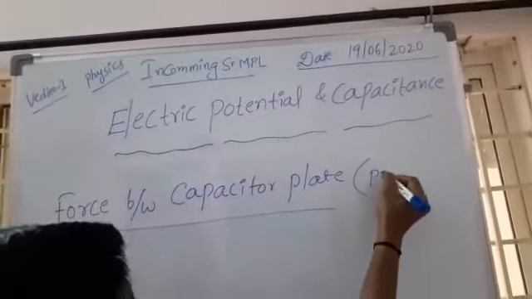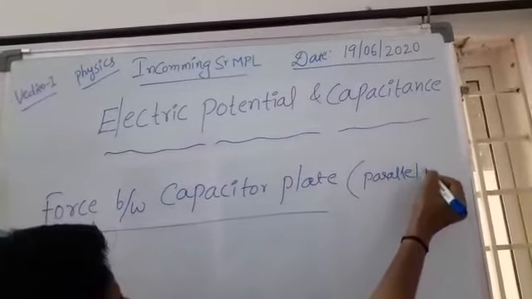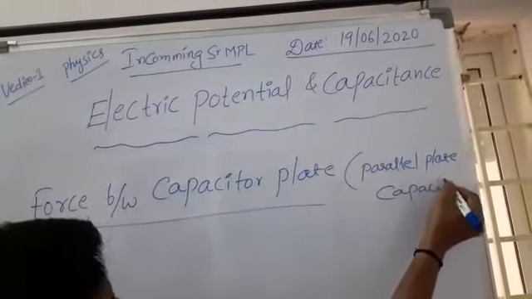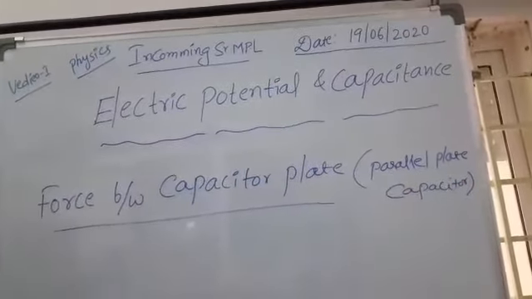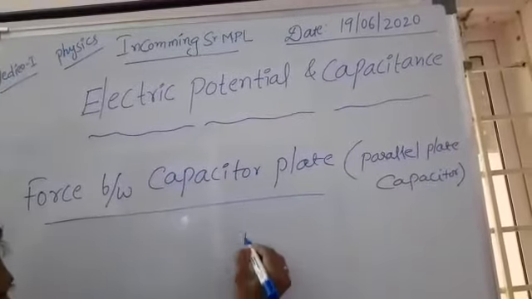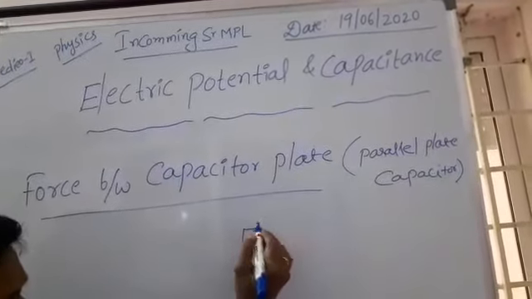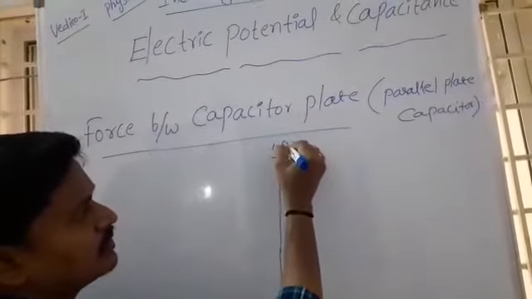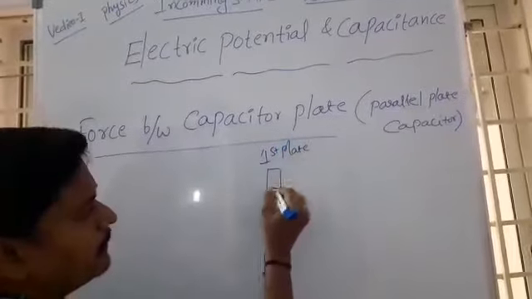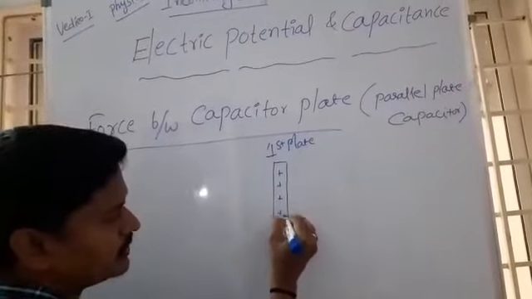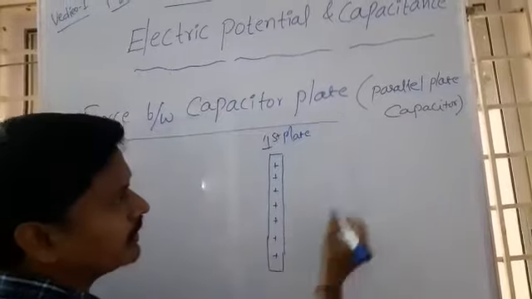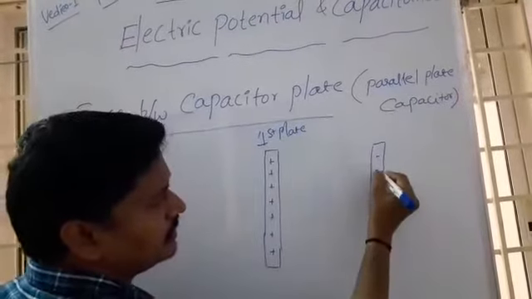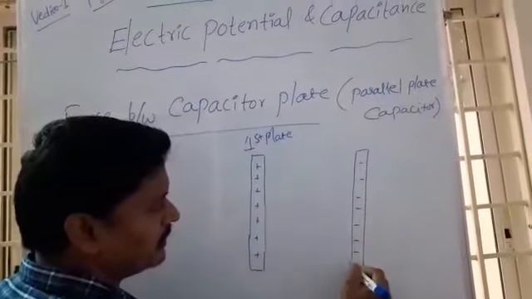This is a parallel plate capacitor. Let us consider a parallel plate capacitor. This is the first plate. Here positive charge is accumulated over this first plate. Next we can consider the second plate. Here negative charge is accumulated over it.